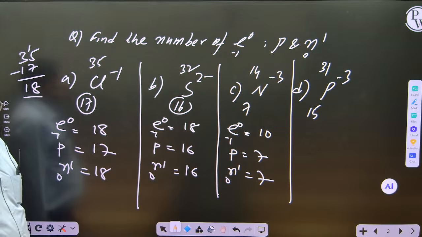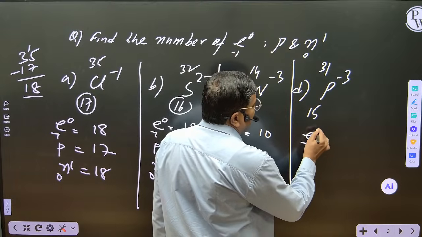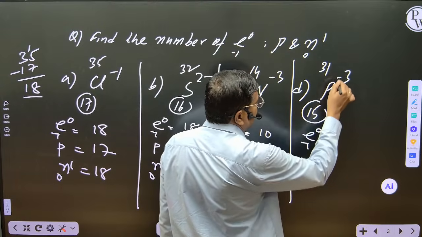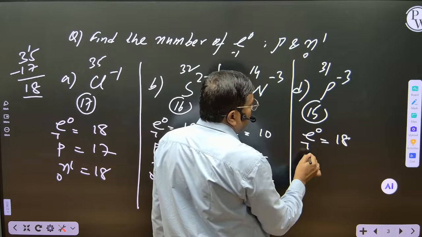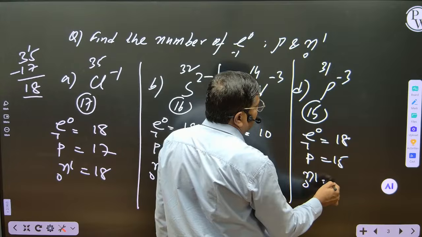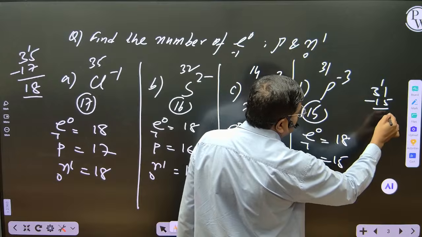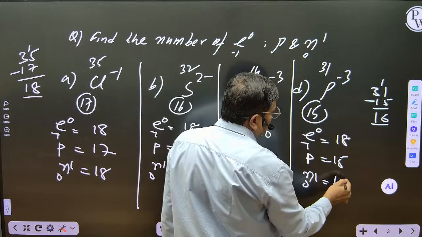Now what is the last ion? Phosphide ion. In phosphide, how many electrons are there? 15 gained 3, that means 18 electrons. Protons no change, 15. Neutrons: from 31 subtract 15. 31 minus 15 is 16. 16 will be neutrons.